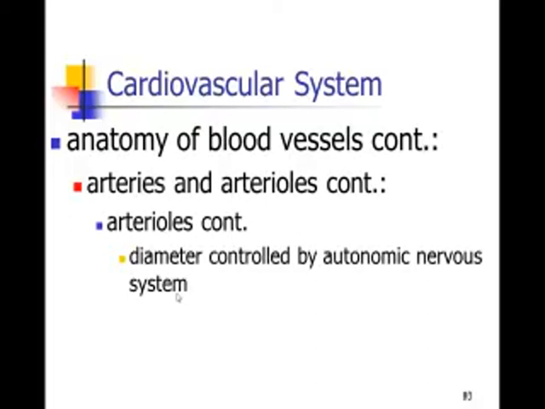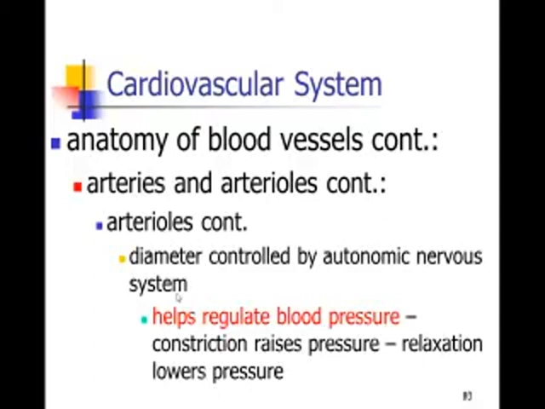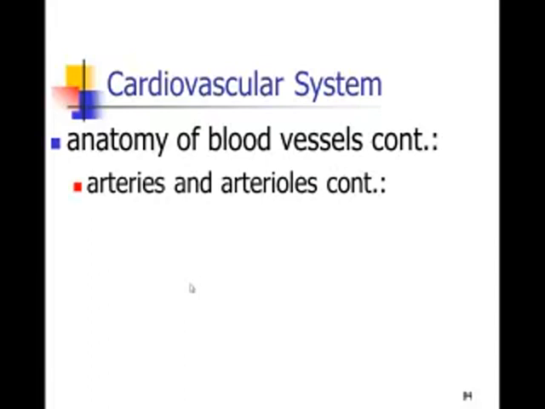The diameter is going to be controlled by the autonomic nervous system, and as I mentioned, it's going to help regulate blood pressure. If you have constriction of the arterioles in general, the pressure will go up. If we have relaxation, the pressure will drop. And this is one way during hemorrhaging that we can help prevent the blood pressure from dropping too low. If the blood pressure drops too low, the cardiovascular system will fail and the person will die. So you don't want that, obviously.